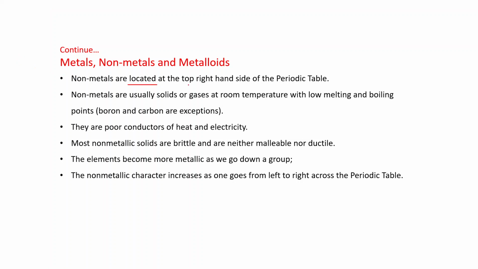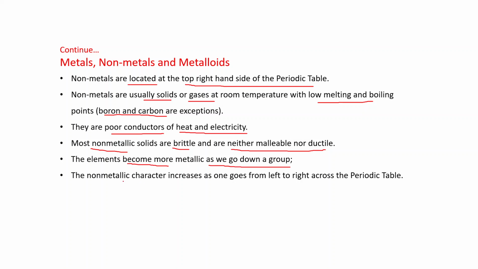Non-metals are located at the top right hand side of the periodic table. Non-metals are usually solids or gases at room temperature with low melting and boiling points. Boron and carbon are exceptions. They are poor conductors of heat and electricity. But one form of carbon, that is graphite, is a good conductor of electricity. Most non-metallic solids are brittle and are neither malleable nor ductile. The elements become more metallic as we go down a group. The non-metallic character increases as one goes from left to right across the periodic table.